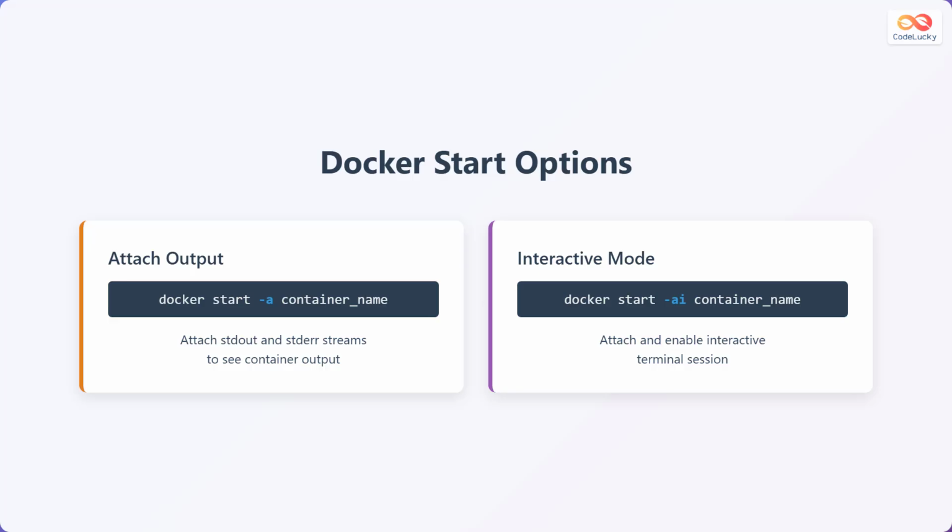The second option is interactive mode. To start a container in interactive mode, use the command docker start with the flags -ai followed by the container name. This attaches to the container and enables an interactive terminal session, allowing you to interact with the container's shell.